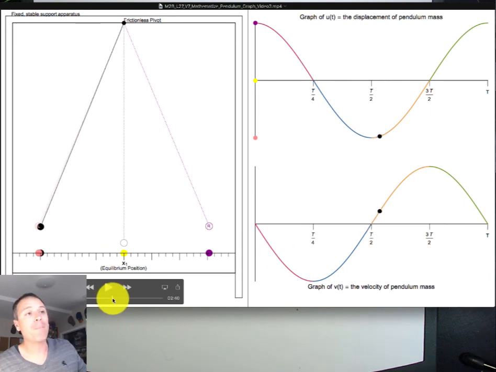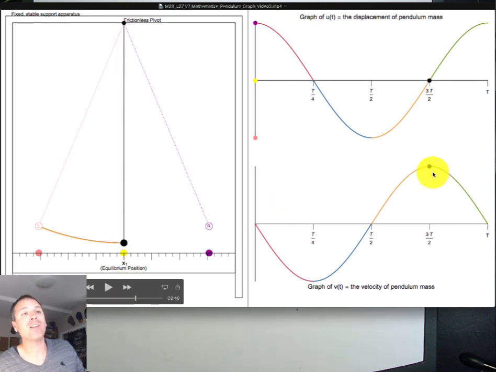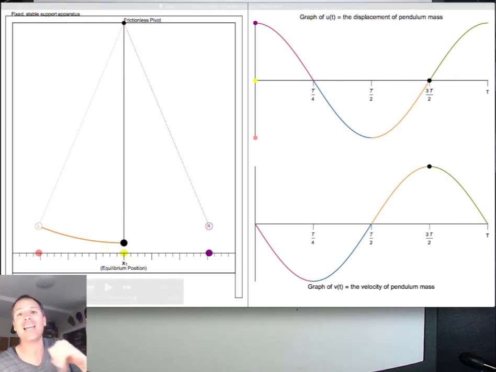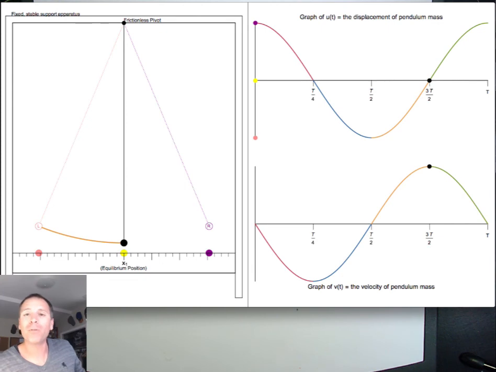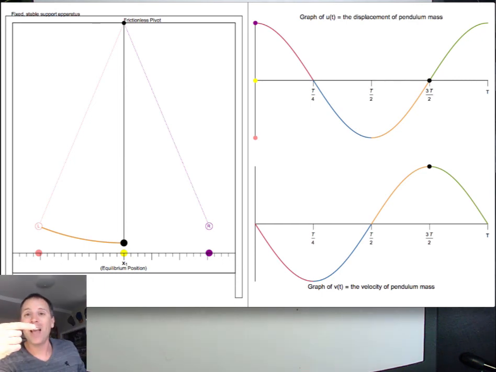Then I'm going to move in the positive displacement regime, which is to the right. And I notice when I get to equilibrium, my velocity is maximum. In other words, at the bottom of my swinging motion, I'm going as fast as I can in the entire process. And you've probably felt this if you've ever been on a swing. The fastest that you go is at the bottom of your swing. The slowest that you go is at the top of your swing.